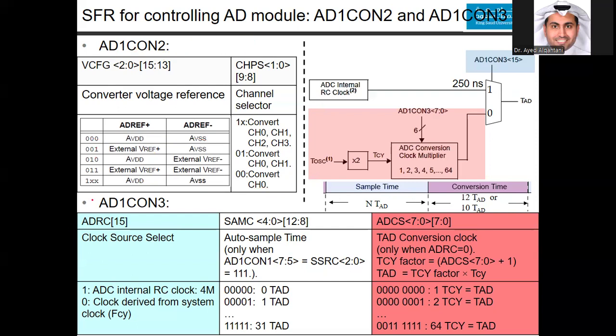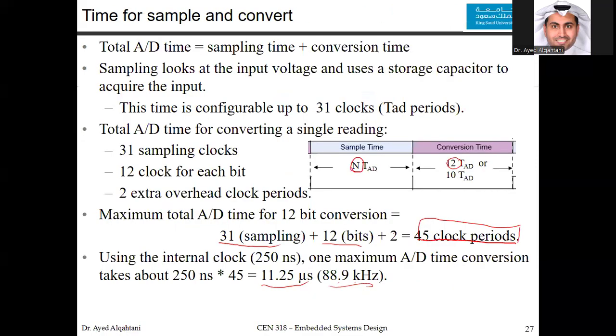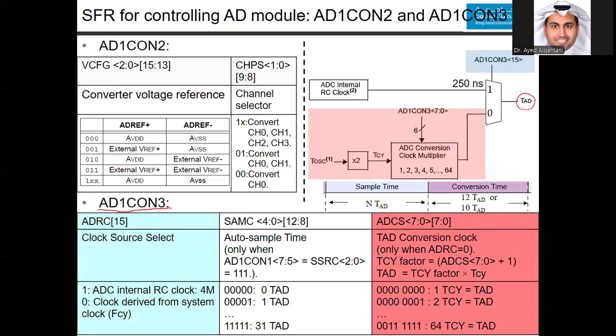Now for the next control register, which is the AD1 control register number 3, this is basically for the frequency, for the choice of the TAD. That's the clock cycle TAD. Remember the discussion that we had before here? We said that we will choose n, and we could choose 12 or 10, and then you multiply everything by the TAD, whether it's in the sample time or the conversion time. How to specify these numbers, for example, this n, we can use what you see here.